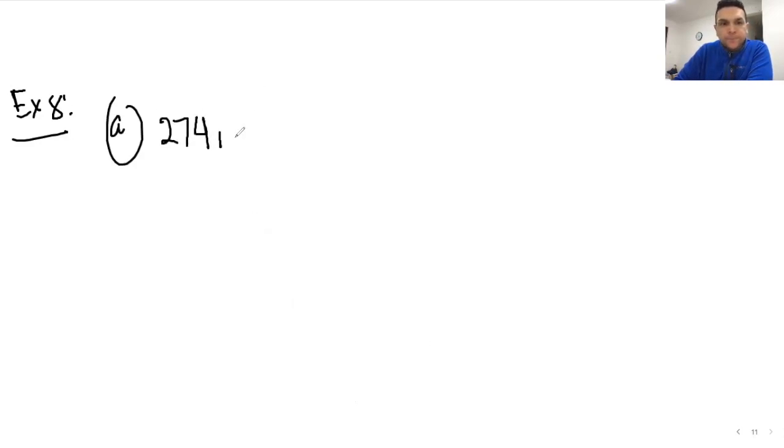Let's practice. Exercise 8. Express each of the following in standard form. Standard form means a number between 1 and 10 and the power of 10. So we have A, 274,000. So remember, the decimal point is going to be here. So we have to move it to the left. How many places do I have to move it to get my A to be between 1 and 10?